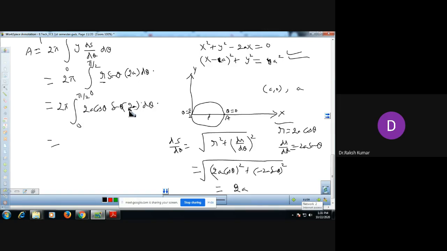Now it's easy. 2 is 4, 4 2s are 8. So 8 pi, sorry, 1 or 2 can be taken inside. So this is 4 pi a square, and the formula will be used because this is the formula of 2 sine theta cos theta.